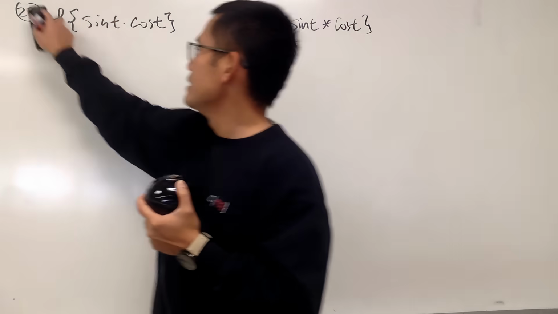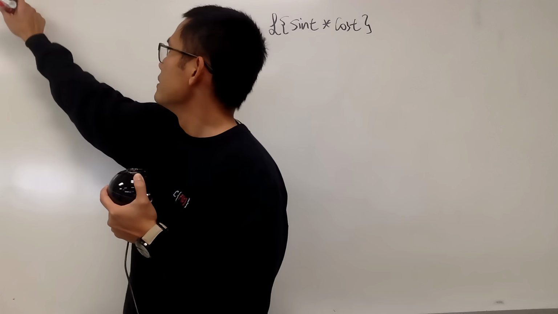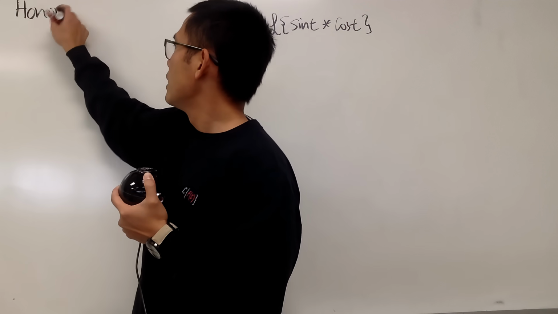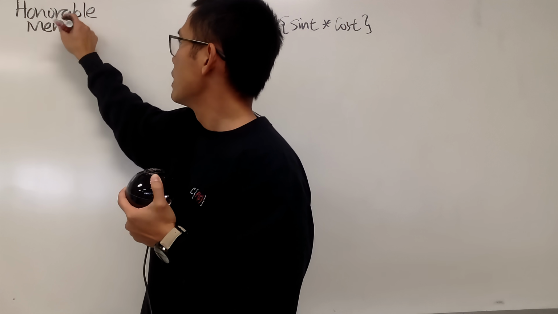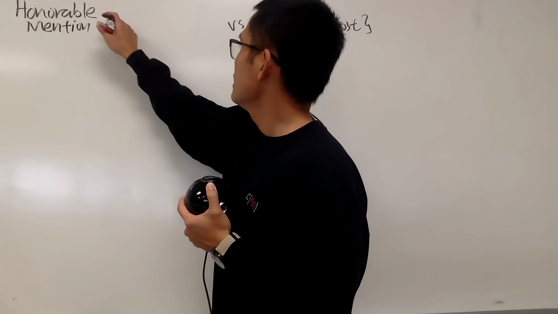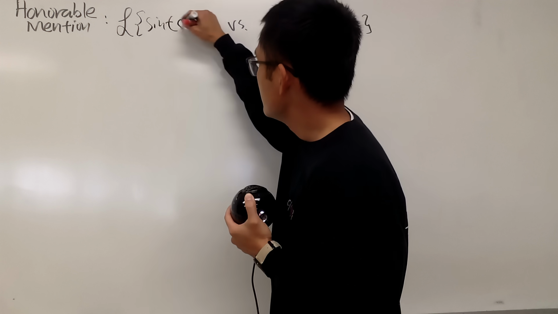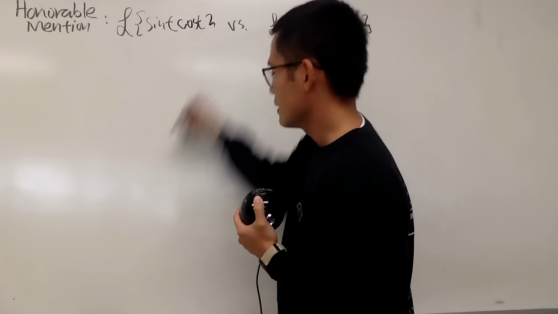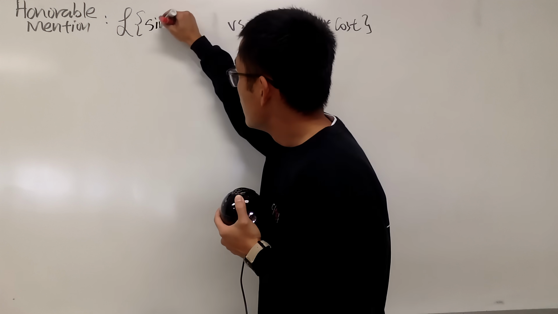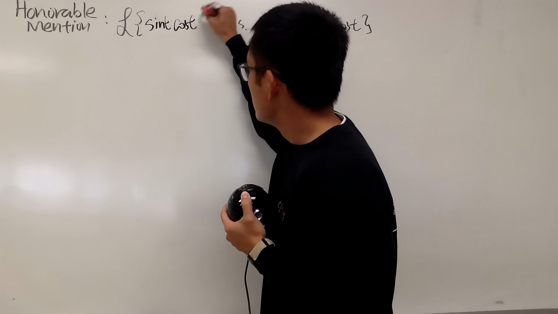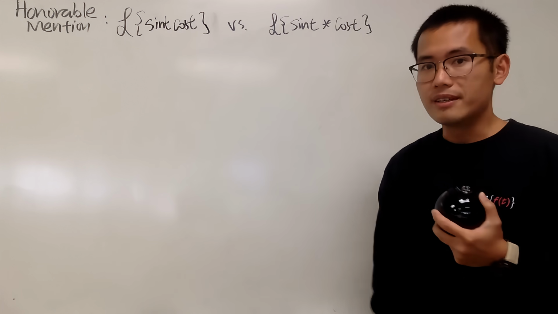And in fact, I'm not going to say this is question number 23. This is just the honorable mention, right? So Laplace transform of sine t cosine t. Oh, this is so not pretty. Sorry. Sine t cosine t versus that. All right, which one's easier?